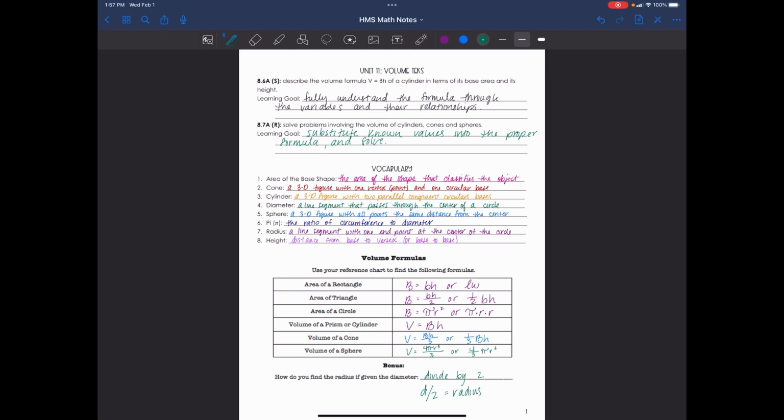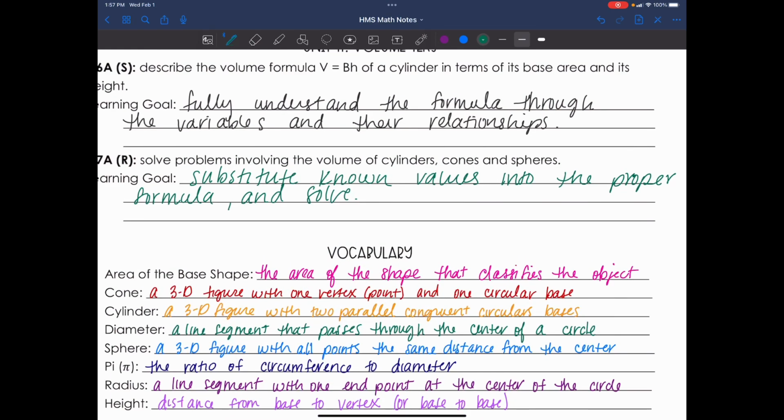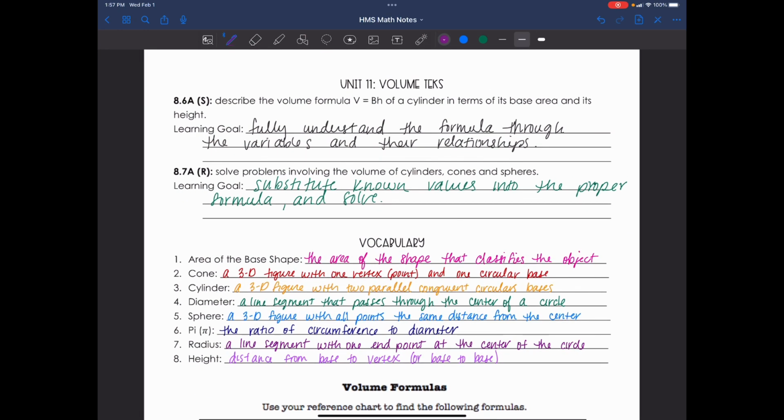But what we're specifically focusing on today is 8.7a, which is solving problems involving the volume of cylinders, cones, and spheres. And today we're actually specifically just talking about cylinders. So basically we're just going to substitute known values into the proper formula and solve. Boom, done.